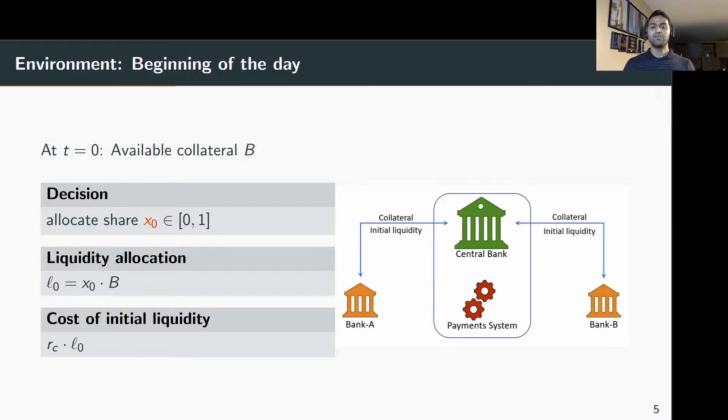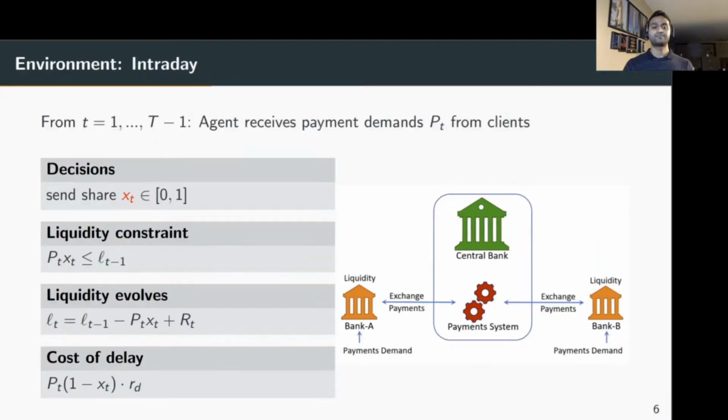This is a strategic decision because the timing of arrival of incoming payment depends on how much initial liquidity the other bank posts. If the other posts more liquidity, that means incoming payments are likely to arrive sooner. In that case, a bank can send more of its own payments using the received liquidity and thus require less of its own liquidity. Let's see how that unfolds during the intraday.